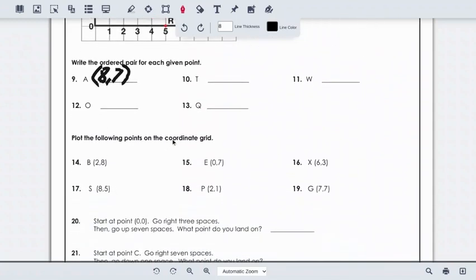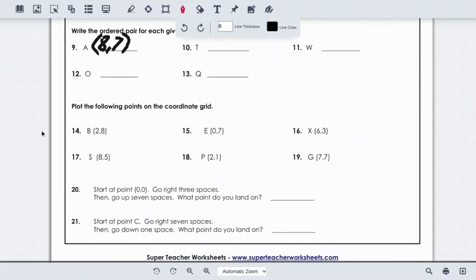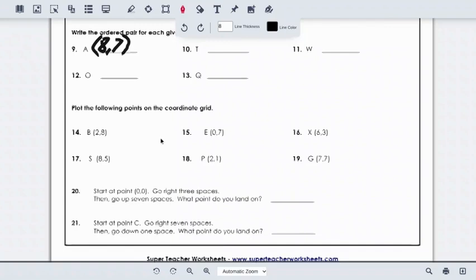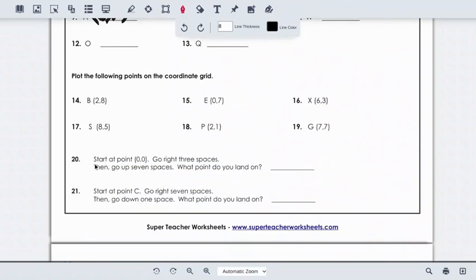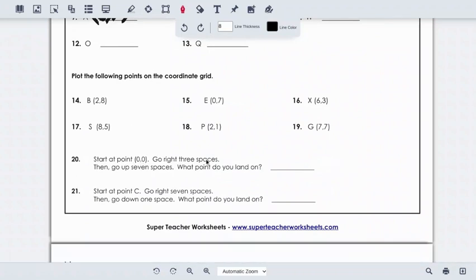Now it wants me to plot the following points on the coordinate grid. So it wants me to use the same grid. And at 2, 8, put a B. So I'm going to go over 2, up 8, and I'm going to add some letters to the grid. Beautiful. And then there's 2 questions that tell you to start somewhere, follow some directions, and then write down what point you land on.